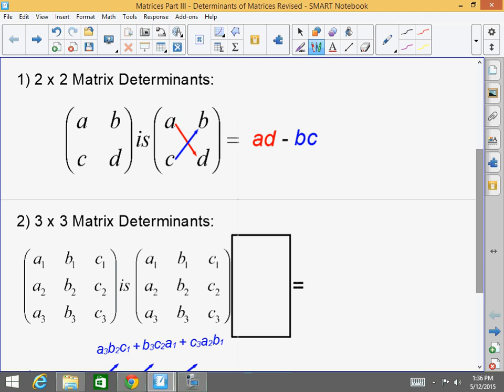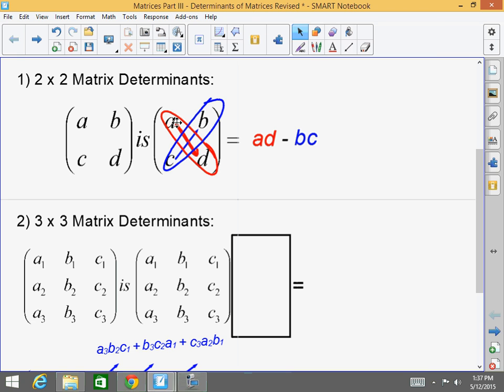Okay, the formula for a 2 by 2 matrix determinant is literally, as you see here, A times D minus C times B. Literally. That's it. That's the determinant.